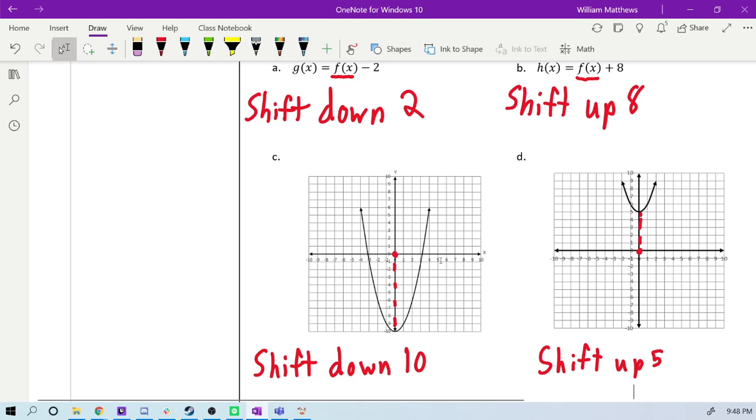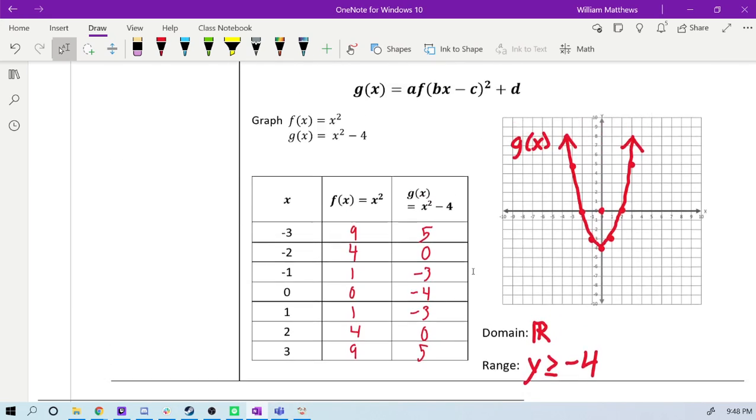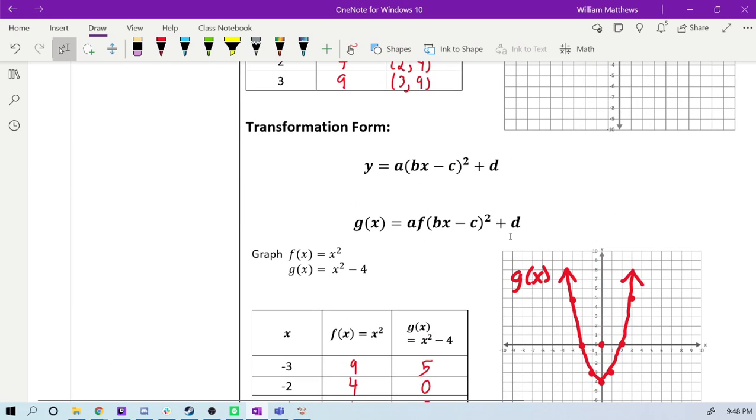So once we have an understanding of what our parent function is supposed to look like, it makes it easier for us to describe any transformations that happen. One of the most basic ones and easy to see is whenever we change by adding or subtracting to the entire equation. When we add or subtract to our squared variable.